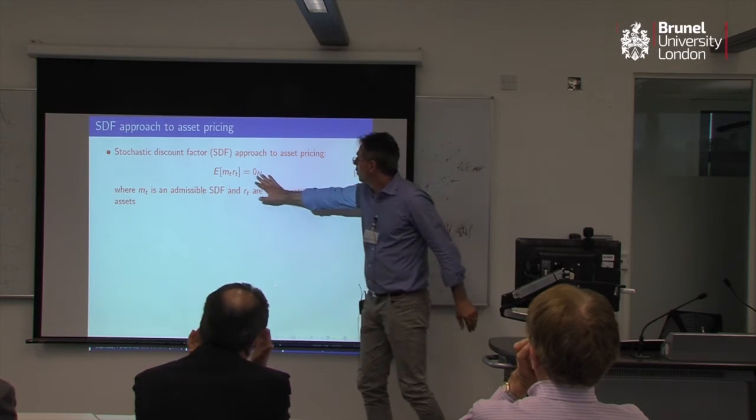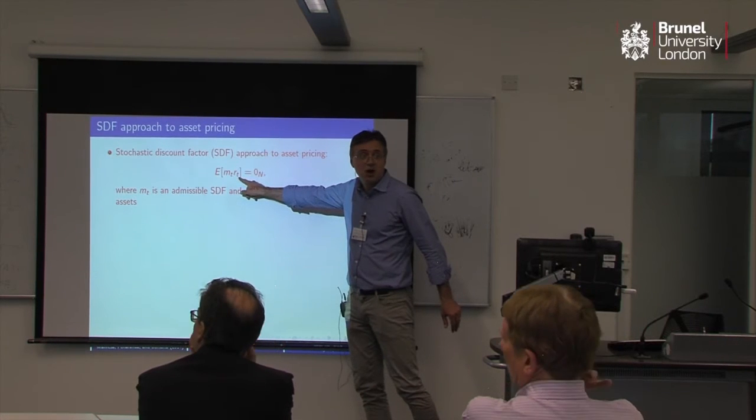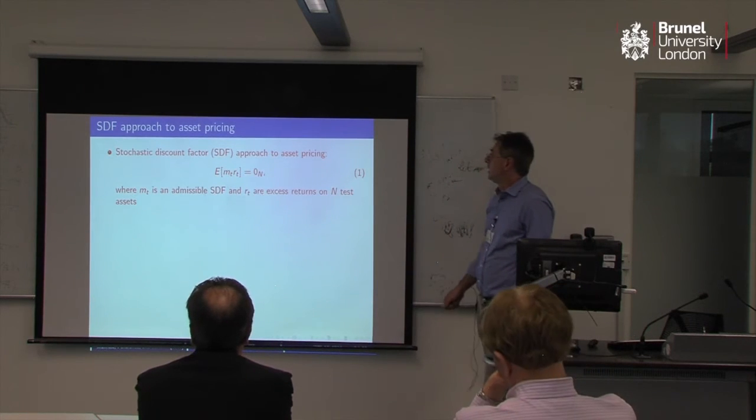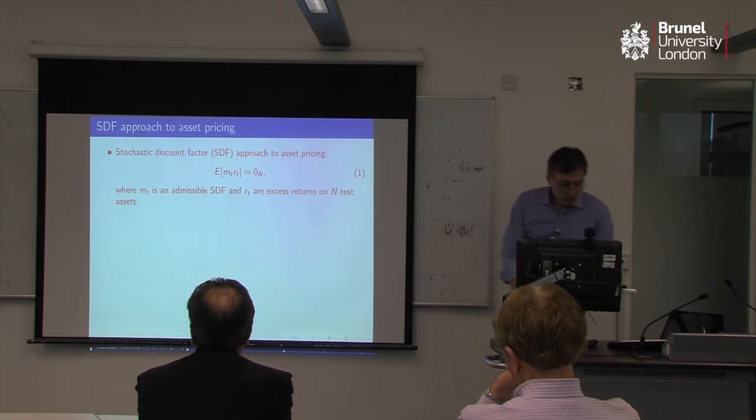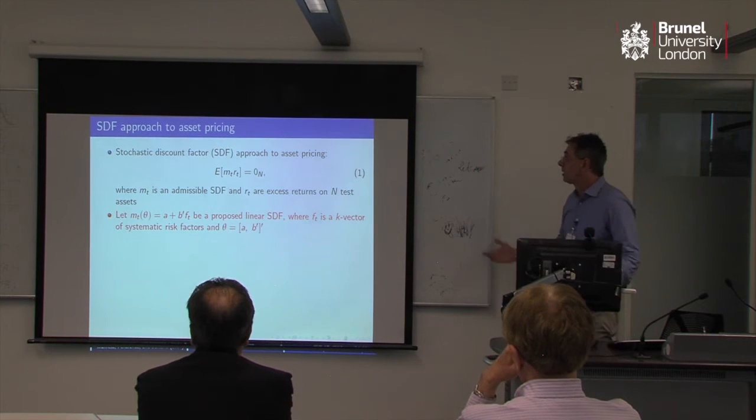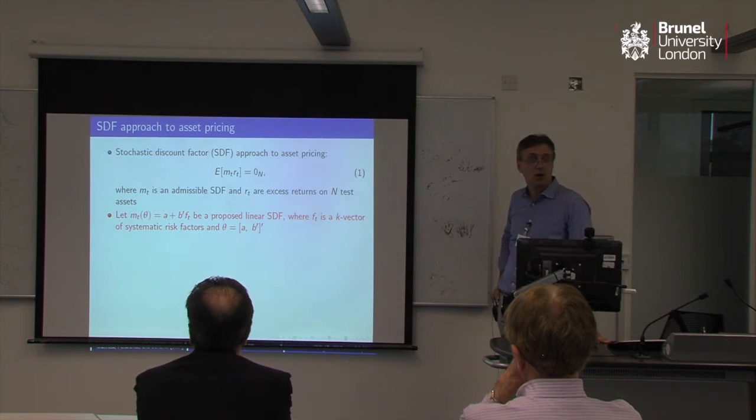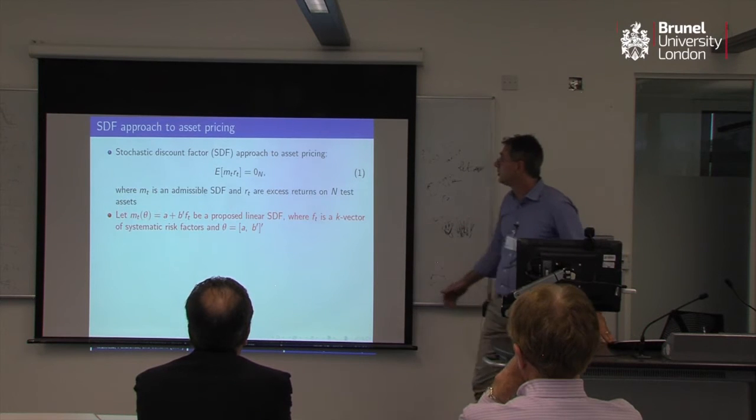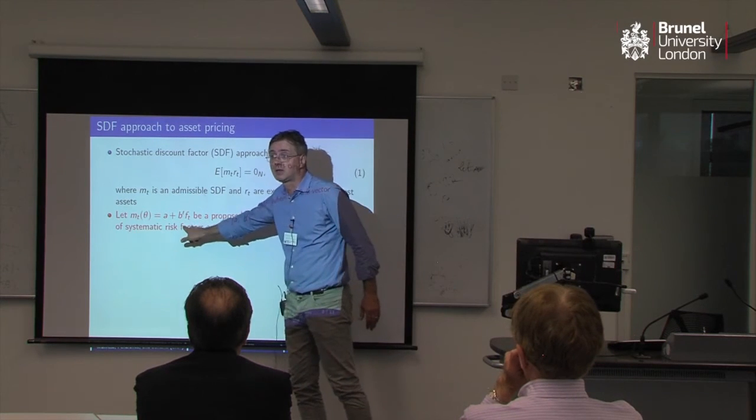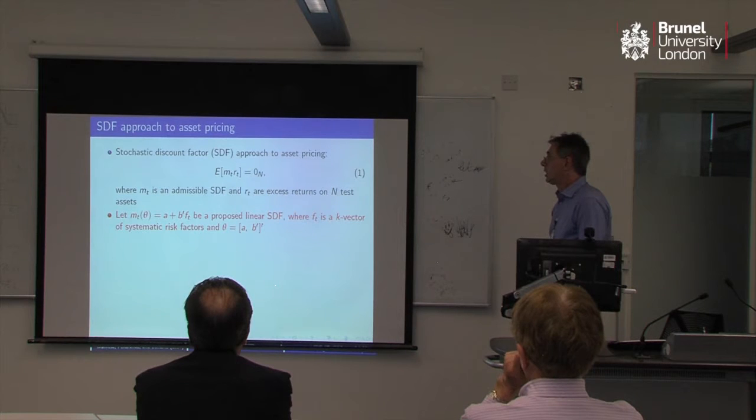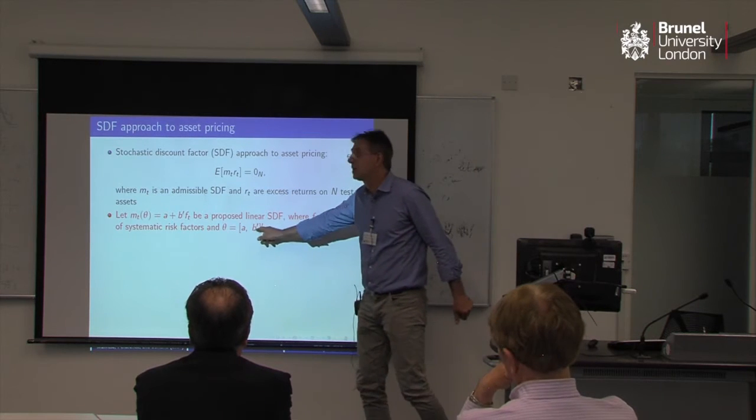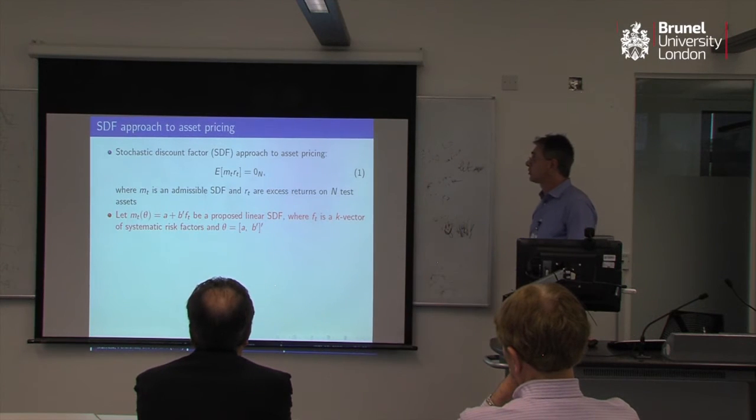So we start from the simple law of one price applied to this vector R_t, which is a vector of excess returns, has a dimension of N. N is the number of test assets. Basically, we say, well, there are many potentially admissible SDFs. The only thing we can do is to work with some candidate SDFs, and we assume that these candidate SDFs are linear in a set of observable risk factors denoted by F_t. And we call the theta vector (a, b), basically the intercept and the slope coefficient associated with the risk factors.